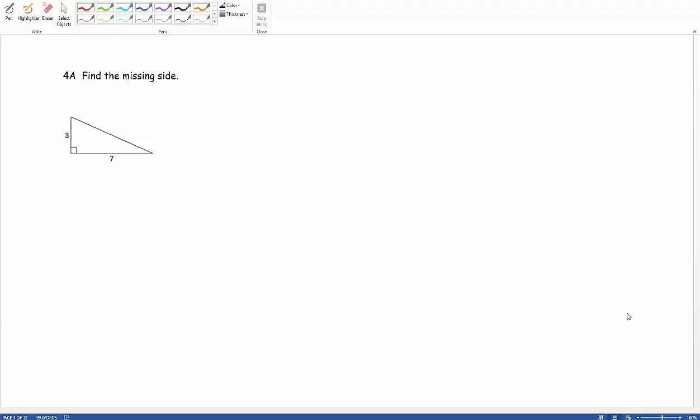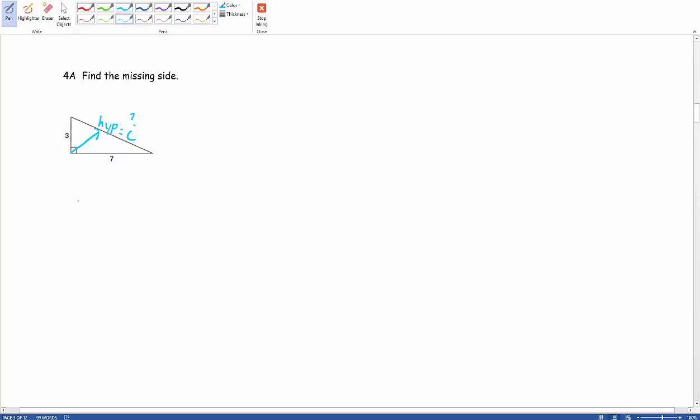Here we are at chapter 1, target 4A. We're asked to find the missing side. And just looking at this triangle, we do notice that we have our 90-degree angle down here in the bottom left. As a result of that, the side directly opposite of that is always going to be our hypotenuse. Unfortunately, that is our unknown, so that's going to be our c that we don't know. So that's what we're going to be trying to find, our hypotenuse.